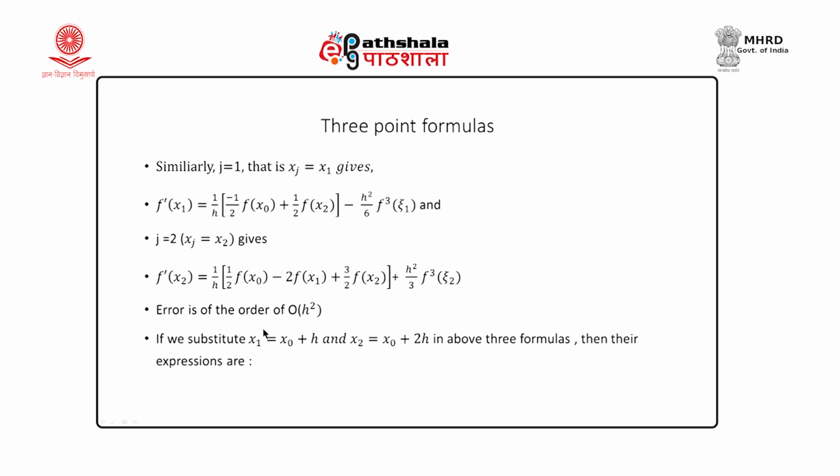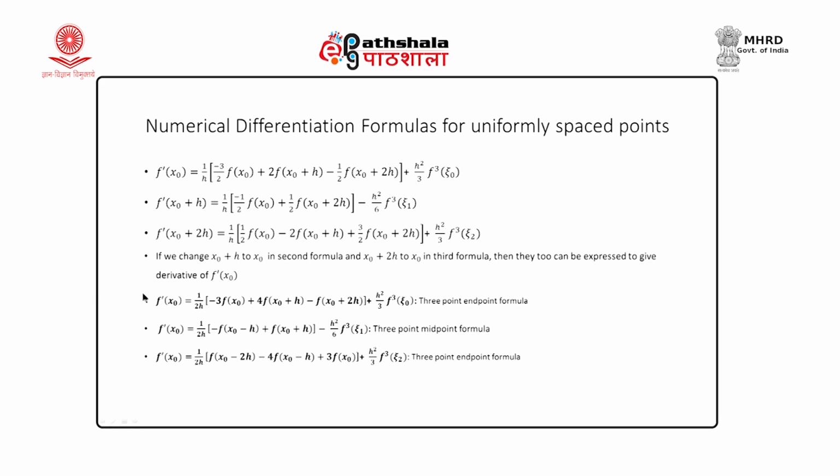and in these formulas if we substitute x1 as x0 plus h and x2 as x0 plus 2h, then on putting, we get these expressions, and in these expressions if I take 1 by 2 also common, it gets simplified to an elegant form given by f dash x0 is 1 by 2h times minus 3 f x0 plus 4 f x0 plus h minus f x0 plus 2h, and the error term is h square by 3 third derivative at the point xi0. And the second formula, when j is 1, we put f dash x0 is 1 by 2h.